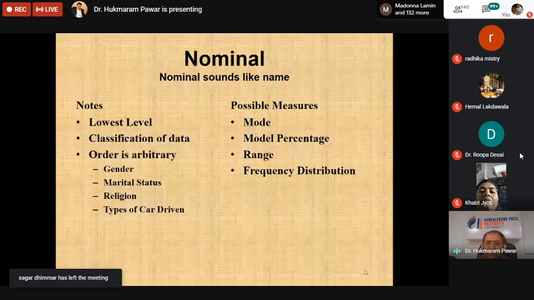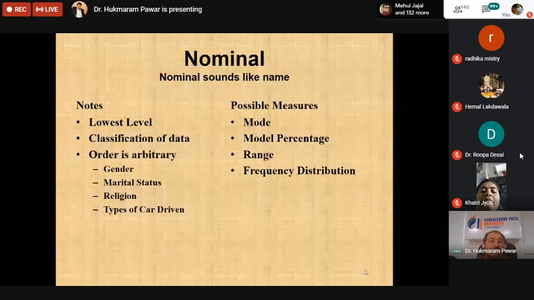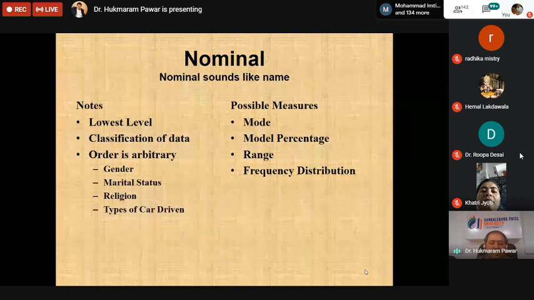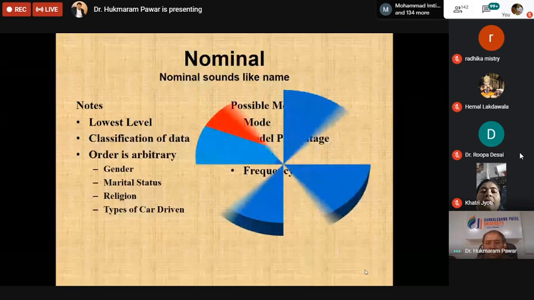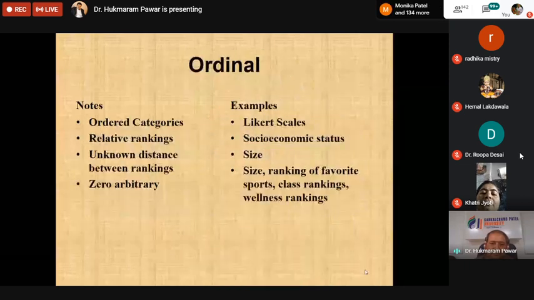Here you cannot find the mean or the median. Those statistics are not allowed for this kind of data, and that's why it is called the least powerful measurement in the field of research. It is the lowest level, a classification, and the order is arbitrary. Gender and marital status are examples we have already discussed. You can prepare charts like a pie chart in nominal data.